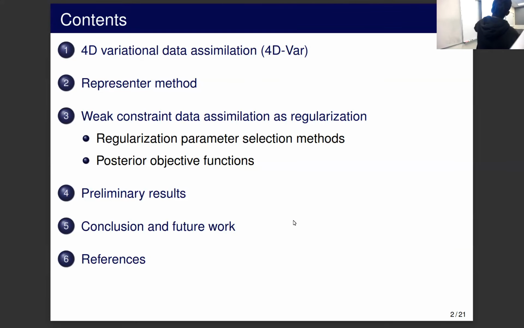In my presentation, I'll talk about the following. I'll talk about the four-dimensional variational data assimilation, the representer method with constraint data assimilation as regularization. Under that, I'll look at the different regularization parameters and methods. I'll look at the posterior objective functions. I'll show you some of the preliminary results. I'll conclude and then tell you some of my future work. And then I'll show you my references.